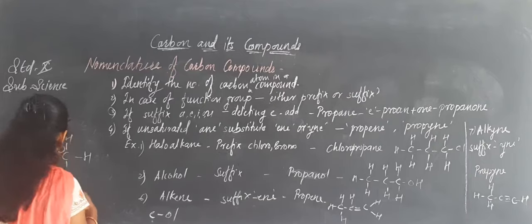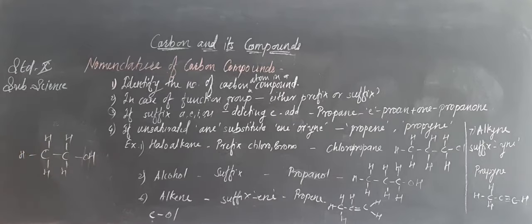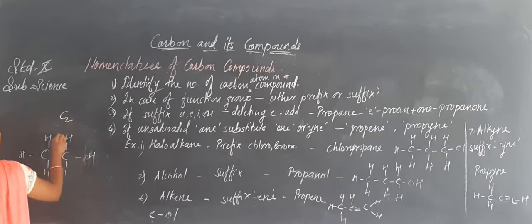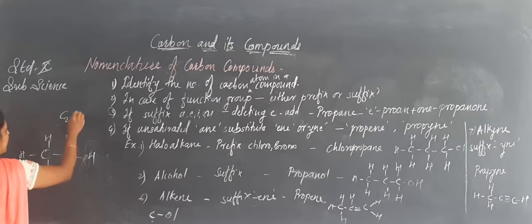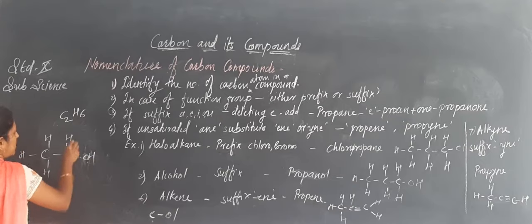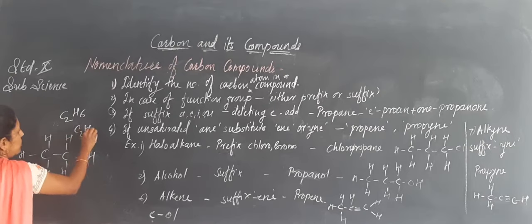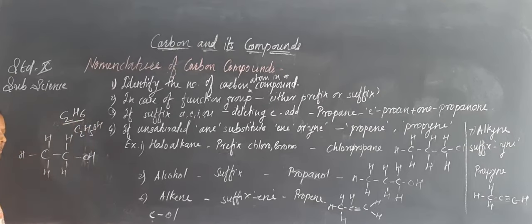Now, as I told you, if we are going to write the alcohol, a hydrogen is replaced by the alcohol group. Before that, how many hydrogens are there? C2 has 1, 2, 3, 4, 5, 6 before we write OH. After the alcohol substitutes for a hydrogen, it becomes C2H5OH. C2H6 means ethane, and when it is C2H6, that is called ethane.